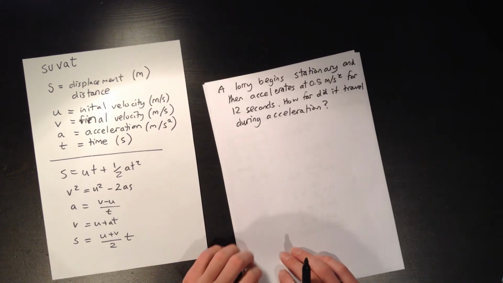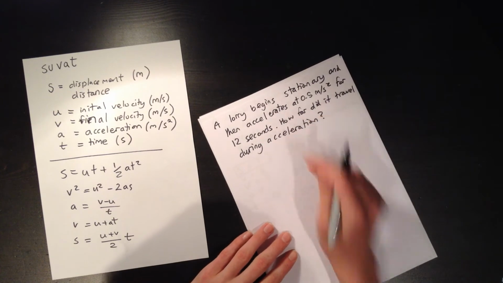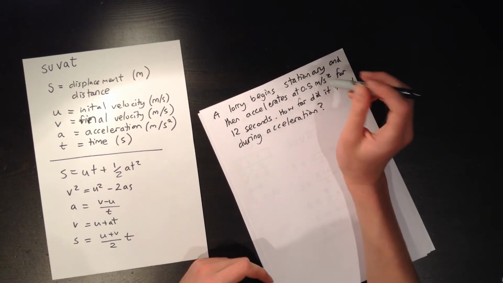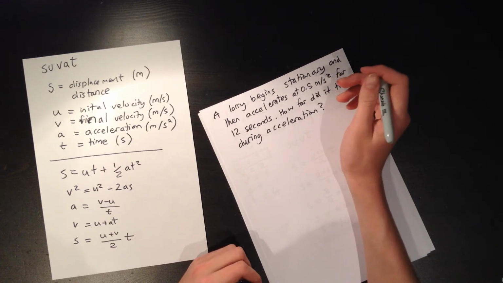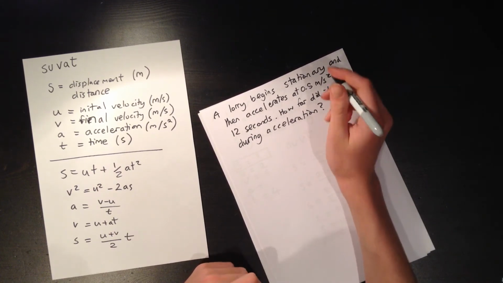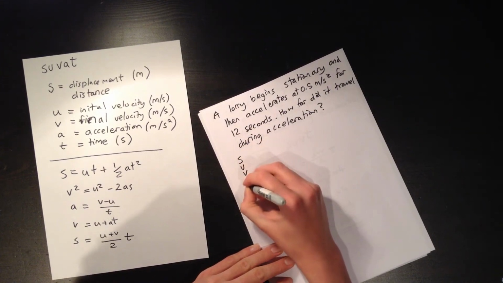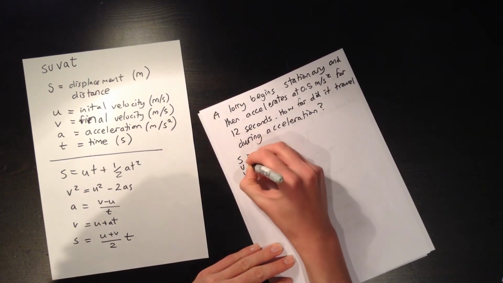And the final example that I'm going to do is this one. A lorry begins stationary and then accelerates at 0.5 meters per second squared for 12 seconds. How far did it travel during acceleration? Well, as you know by now, first step, write out SUVAT.